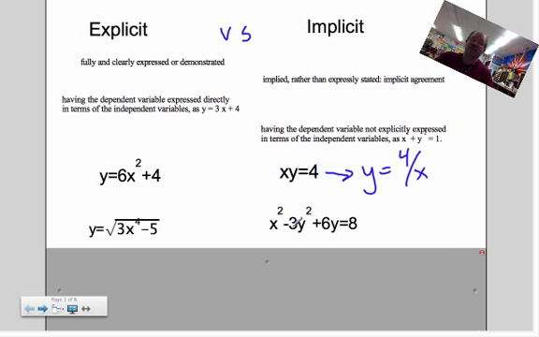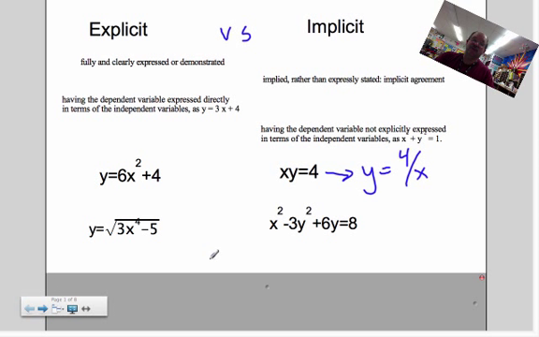But here I've got x squared plus 3y squared plus 6y equals 8, and I'm not going to have a whole lot of luck solving that for y, so we've got to figure out a way to work with that as we work through this particular topic, which is implicit differentiation.